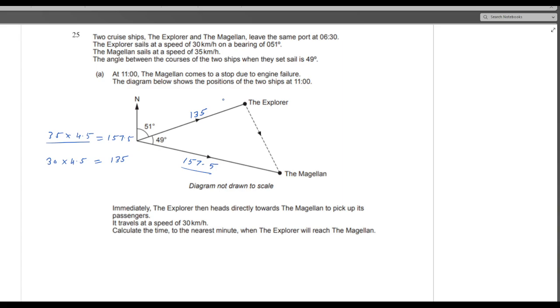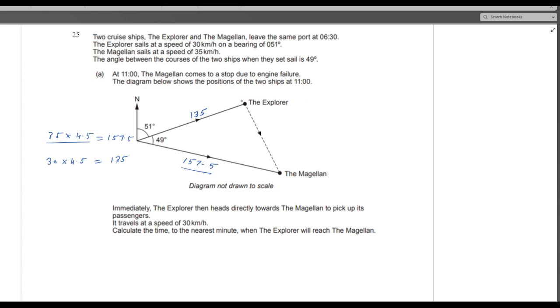Now, it is given in the problem that immediately the Explorer headed towards Magellan to pick up its passengers. If it travels at a speed of 30 km per hour, calculate the time to the nearest minute when the Explorer will reach the Magellan. So at 11 it started its journey from here.